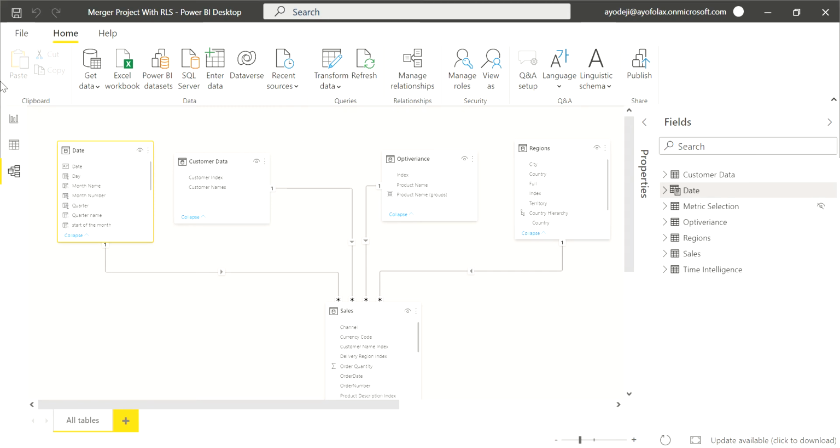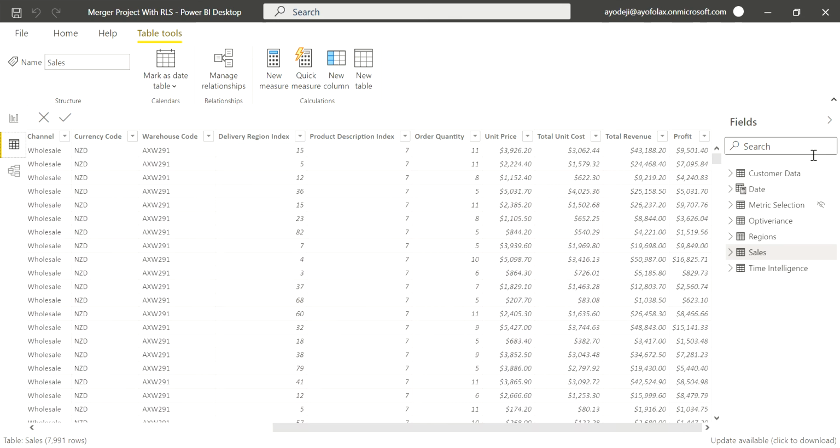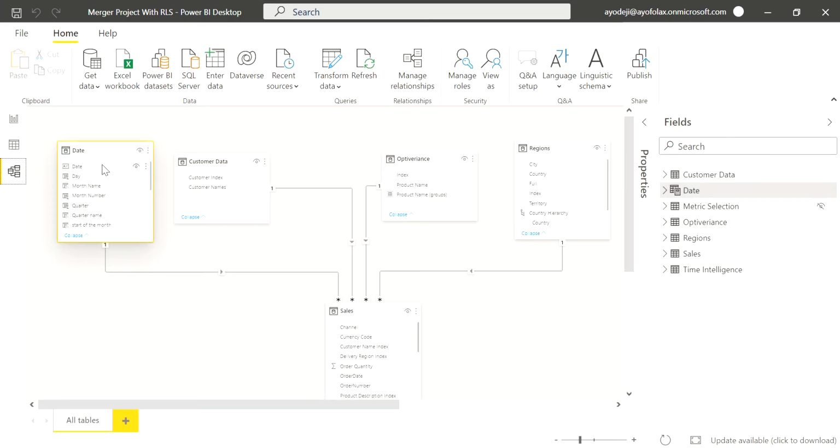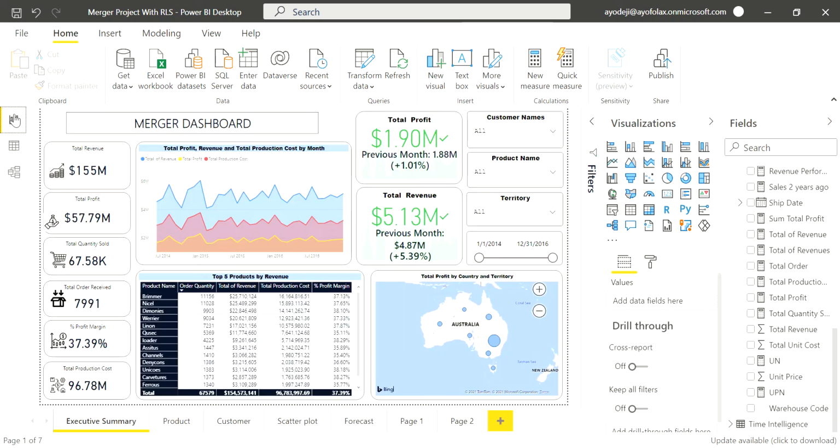A date table is also created in order to allow analysis to be more effective across various time periods. This date table was created using a DAX function and is also connected to the sales table via a one-to-many relationship. So, a brief overview of the sales dashboard.